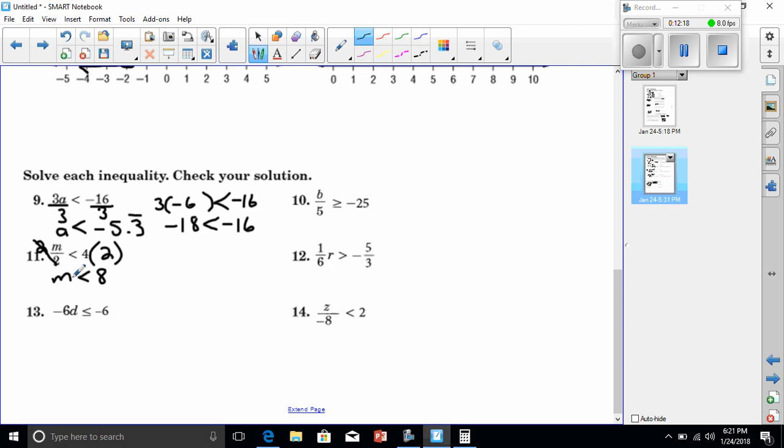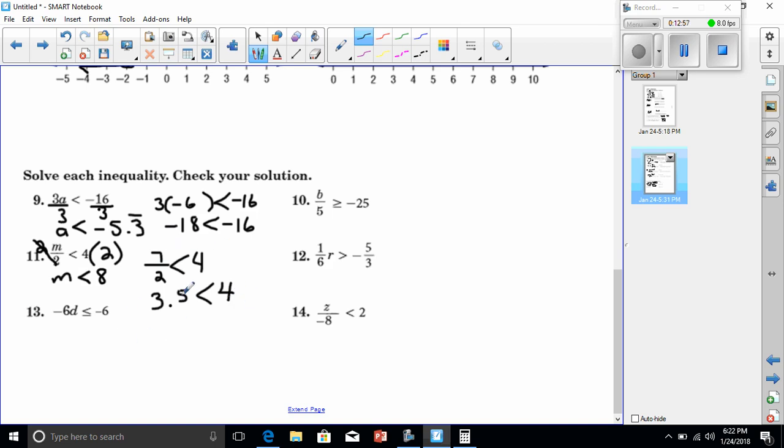So I have to think of what number, okay, it says m is smaller than 8. So we're going to have to go ahead and find a number smaller than 8. Well, 7 is smaller than 8. So let's try 7 in place of m. And we'll put 7 divided by 2, and we'll say, let's see, is smaller than 4. And is that true? Well, 7 divided by 2 is 3.5. And 3.5 is smaller than 4. So that is absolutely correct.